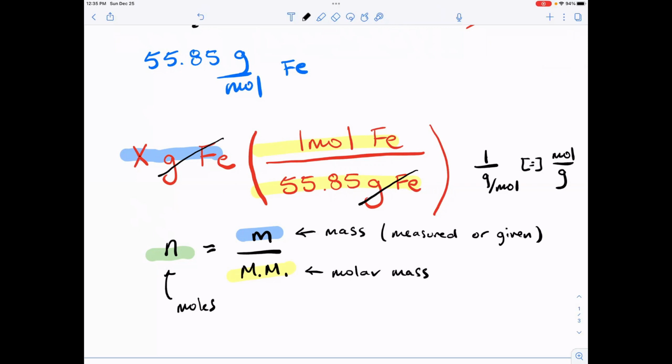Basically, what you need to get out of this is that a mole is a fixed number of atoms that we've defined as 6.022 times 10 to the 23rd. That gives us a concept of equivalence for atomic masses to get a number of moles. The way to calculate that is the mass that you're given or that you measure, divided by the molar mass.